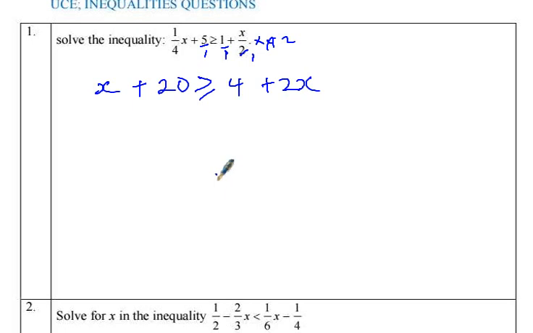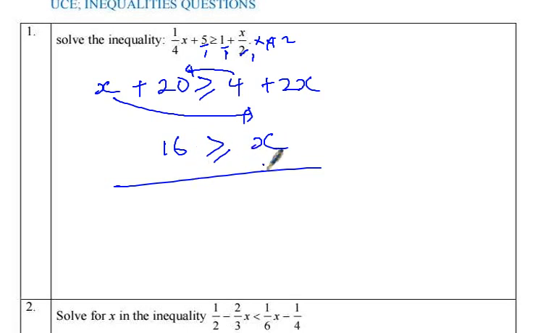After that, we can put like terms together. I have a 20 here. Let me move this term to this side so that I write 20 minus 4 is 16 is greater than or equal to 2x. When I bring this to this side, it becomes 2x minus x, which is x. So this is our answer. 16 is greater than or equal to x, which we can also write as x is less than or equal to 16 when we start from this side.